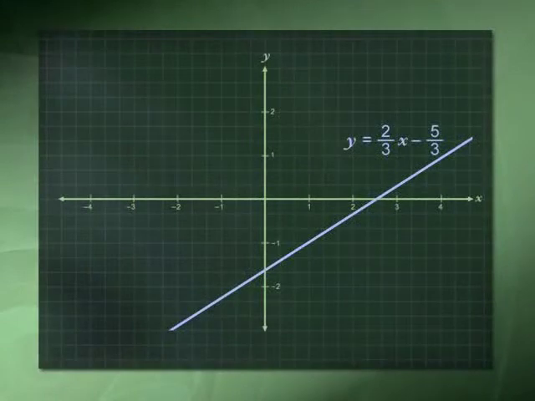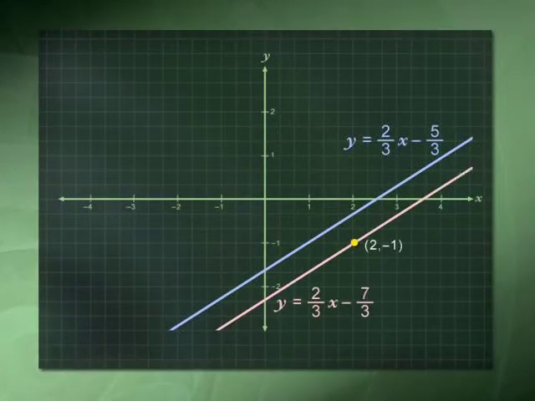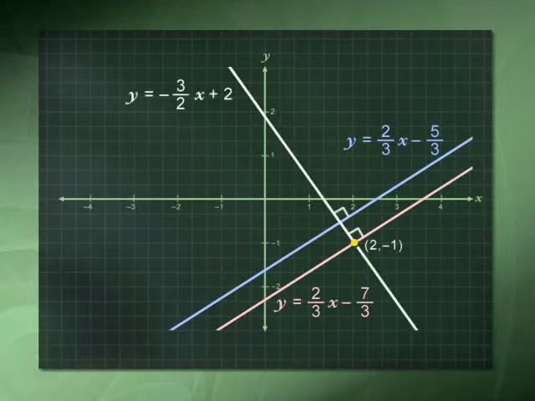We can now graph the original line, and then that parallel line, and then the perpendicular line. I suggest you do this with your graphing calculator, with your graphing utility, to verify your results. The three lines are y equals 2/3 x minus 5/3. That was the original line. The parallel line was 2/3 x minus 7/3. And the perpendicular line was minus 3/2 x plus 2.